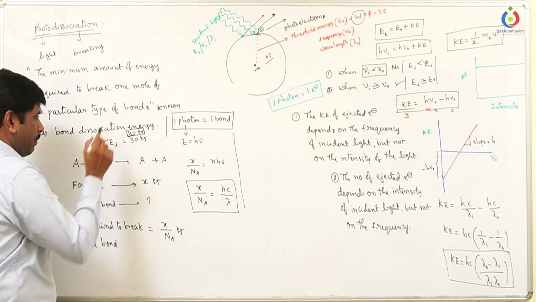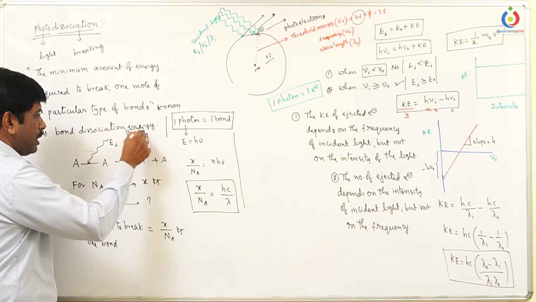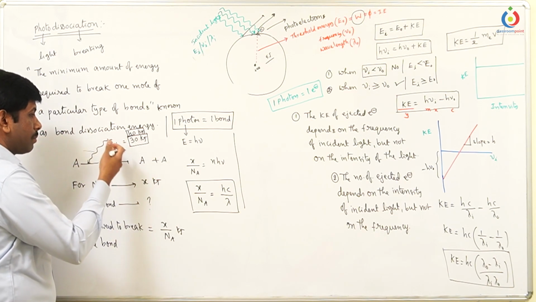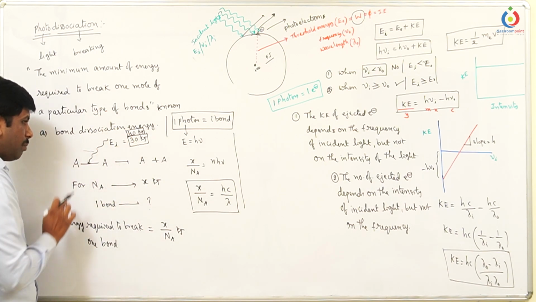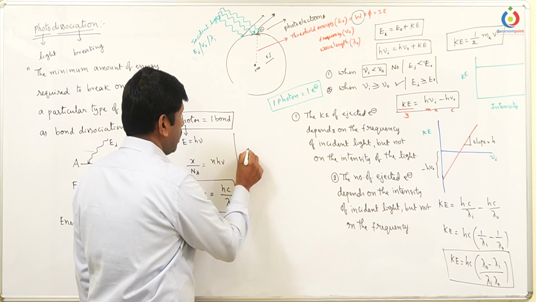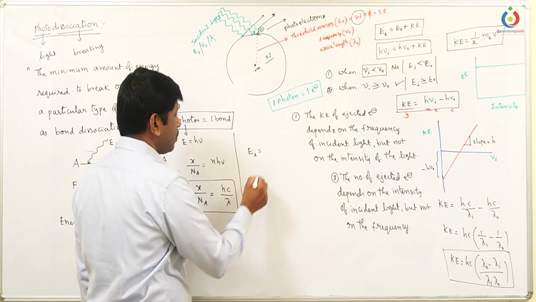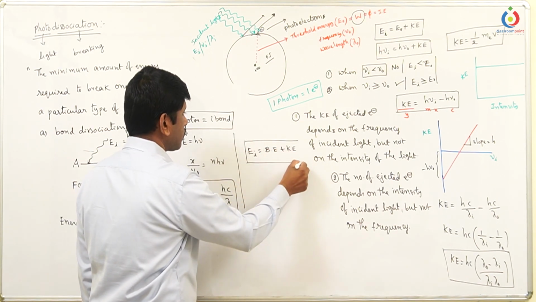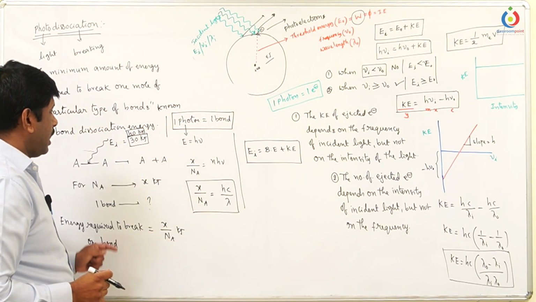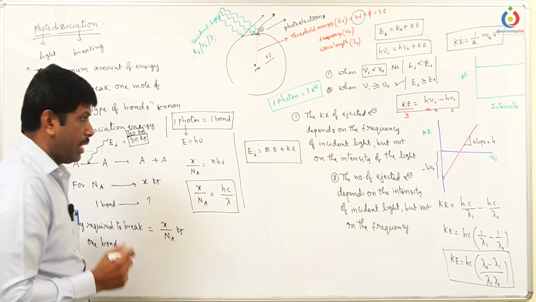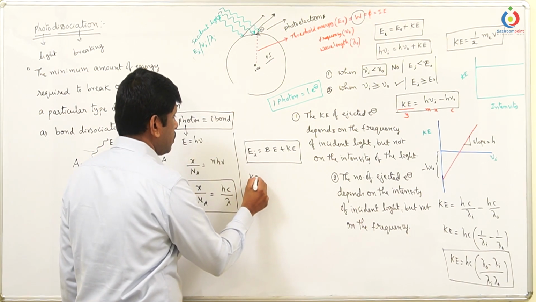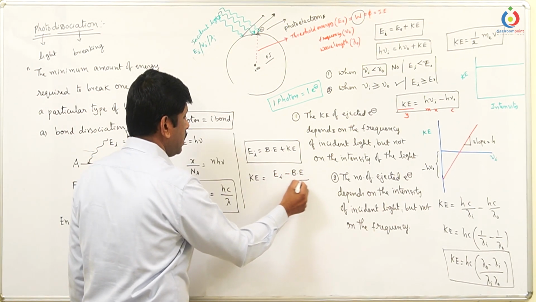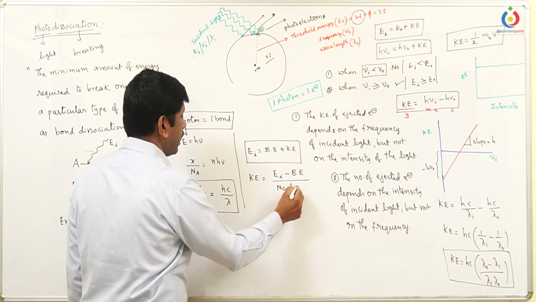Out of this 40 kilojoules of energy, 30 kilojoules of energy was utilized by the molecule to separate these atoms, and the remaining 10 kilojoules of energy helps in increasing the kinetic energy of both of these atoms. So here I can write down that energy of the incident radiation is equal to bond energy plus kinetic energy. And if they ask you to calculate the kinetic energy of every atom, kinetic energy is equal to incident energy minus bond energy, divided by the number of atoms in the bond.